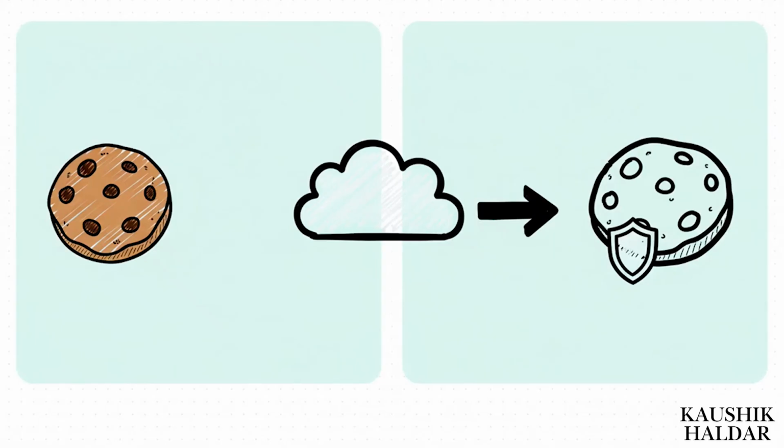Now, there are a couple of ways to create that initial ECID. The standard way uses a cookie that's set by the website's code itself.